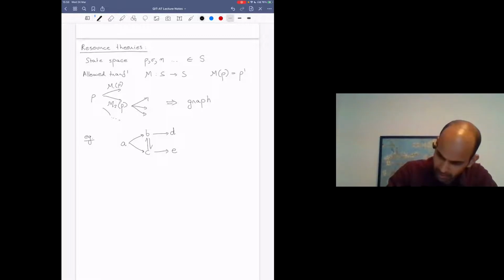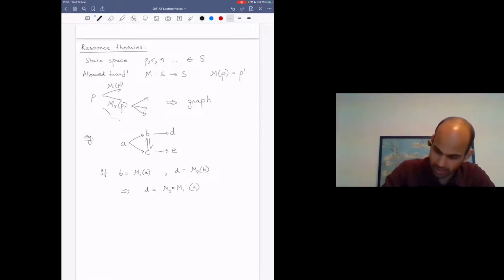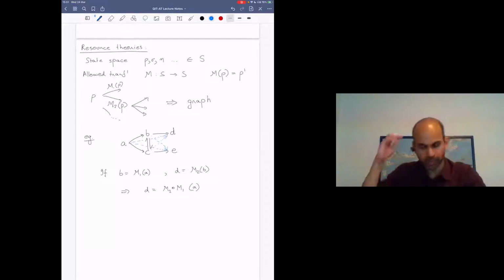Now, this is not a complete graph, because what I also am allowed to do is, if B is equal to M1 A and D is equal to M2 B, then that implies that D is equal to the composition M2 on M1 of A. So this automatically implies that I can also draw this arrow here. I can also draw this arrow here. I can also draw this arrow here. And I can also draw that arrow there.